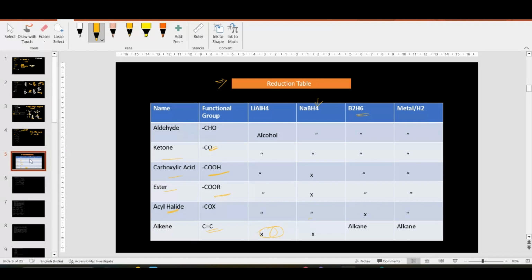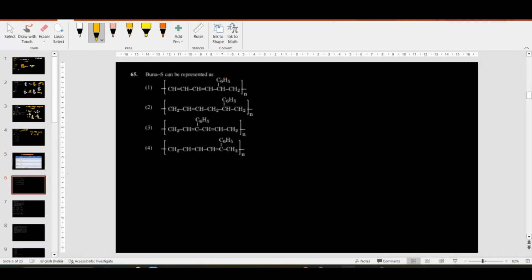Now let's discuss one more question. This question is from polymers, right? They have asked: Buna can be represented as. First, you should know what the monomers for this particular Buna are. The monomers for this particular Buna are styrene plus butadiene.